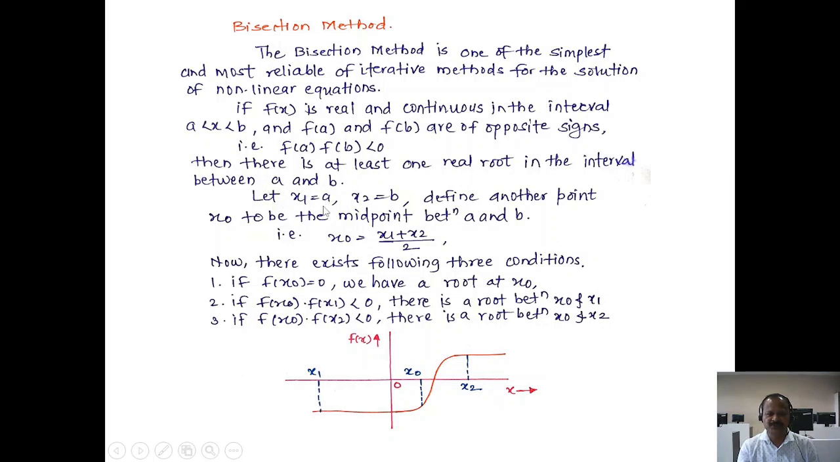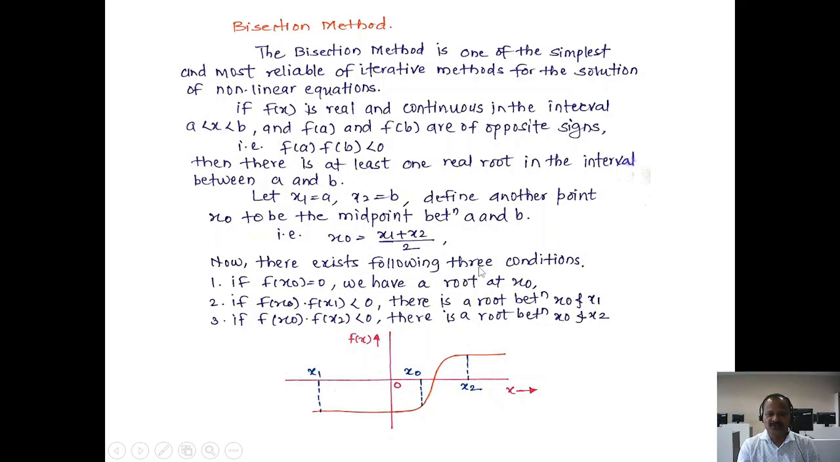Let x1 is equal to a, x2 is equal to b. Define another point x0 to be the midpoint between a and b, that is x0 is equal to (x1 plus x2) upon 2. So this is the bisection formula. x1 is equal to a and x2 is equal to b, both are of opposite sign. Then we have to find x0. So x0 is the summation of x1 plus x2 divided by 2. This is the bisection formula.